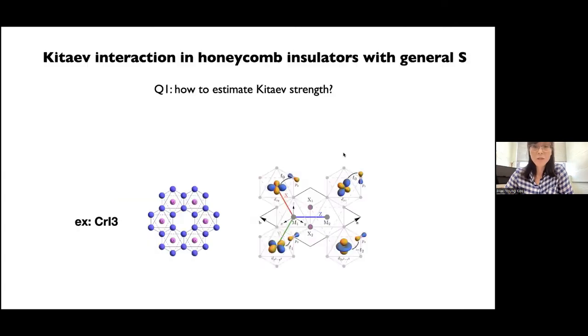Okay, so now let's think about the second question. I want to spend my remaining nine minutes or so discussing this more recent work on the Kitaev interaction with general spin S. So how do we estimate them? Basically, we use the symmetry of the full Hamiltonian. So let's look at these details now.